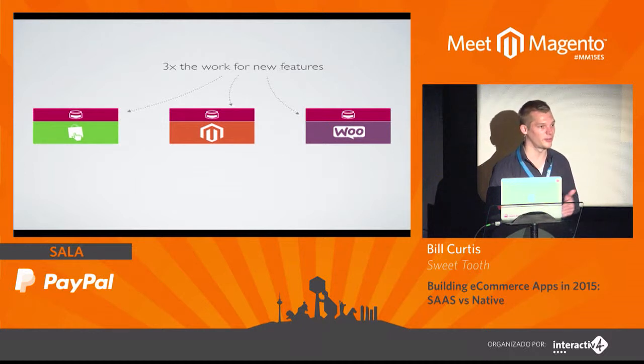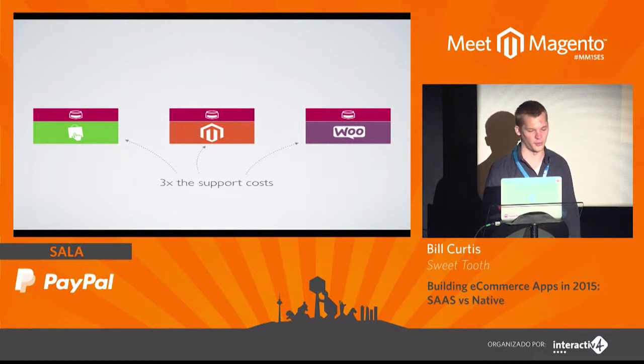Also, every time we release a new feature now for Sweet Tooth, we have to build it 3 different times with 3 different technologies. It slows development down, and we can't update Sweet Tooth and add new features fast enough. Oh, and by the way, we've basically tripled our support costs because each of these platforms suffer from fragmentation and slow extension updates as well.